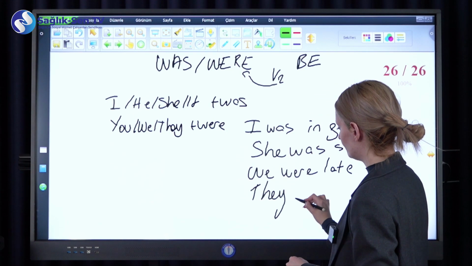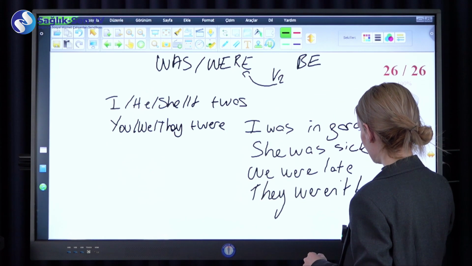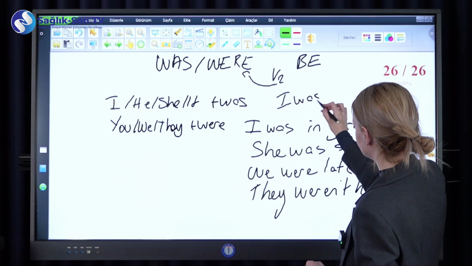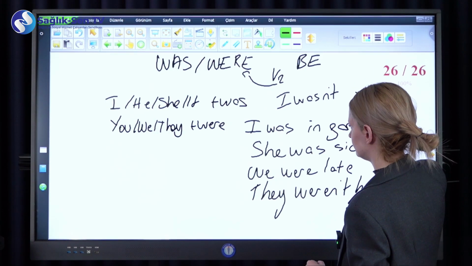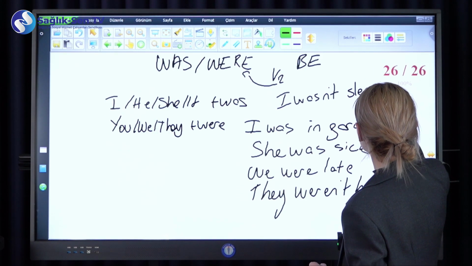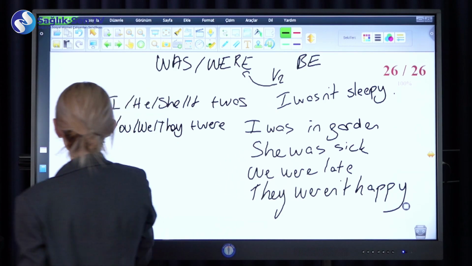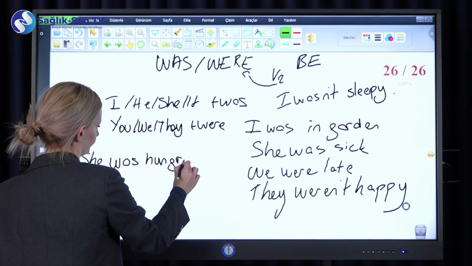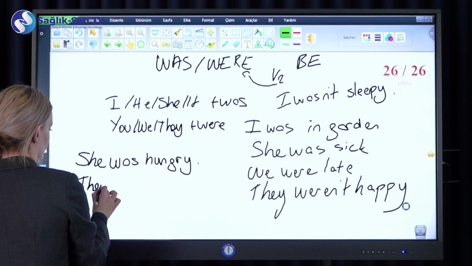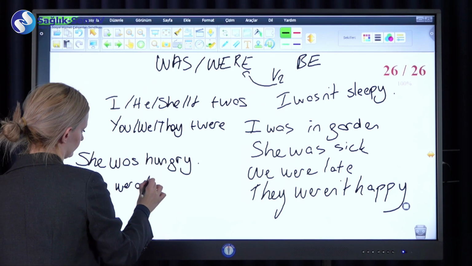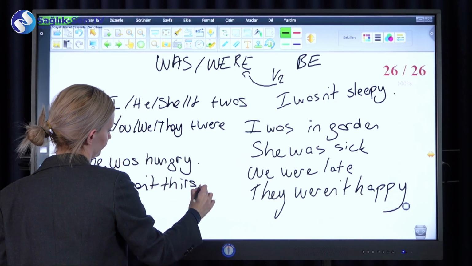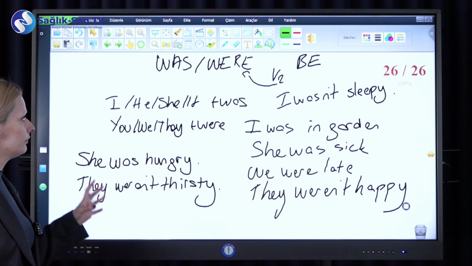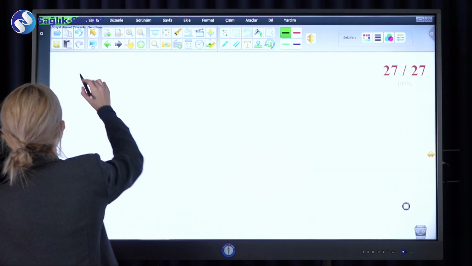They weren't happy. This is a negative sentence. I wasn't sleepy. She was hungry. They weren't thirsty. Like this. These are the examples of was and were.